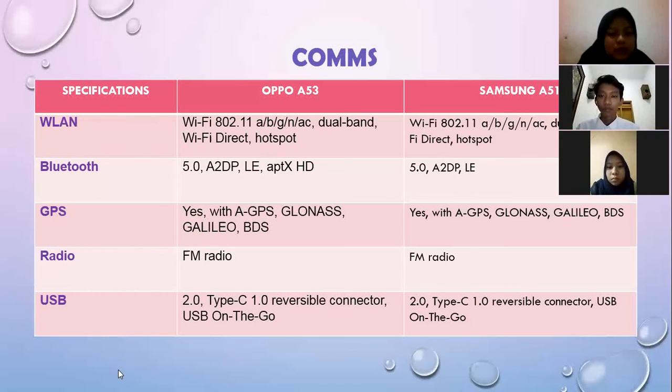Then for USB type, Oppo uses 2.0 Type-C 1.0 reversible connector, USB on-the-go, and Samsung uses 2.0 Type-C 1.0 reversible connector, USB on-the-go. So all specifications of both phones in communication are the same.